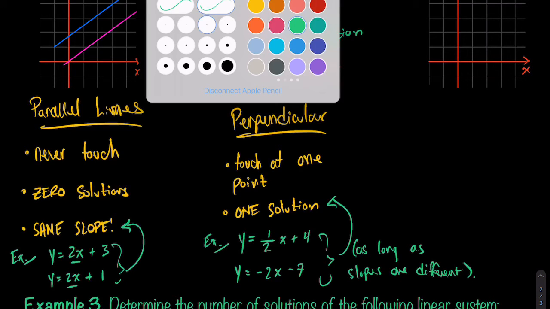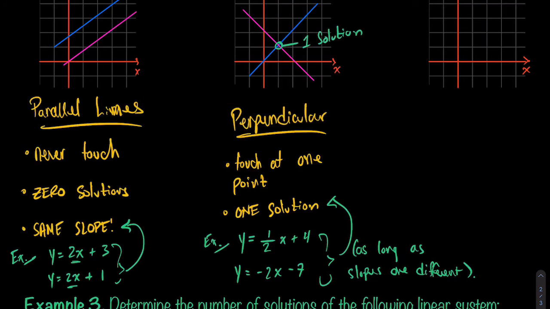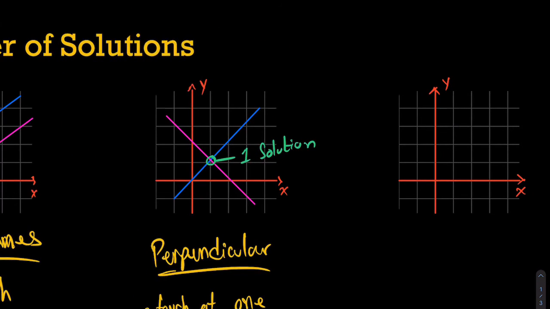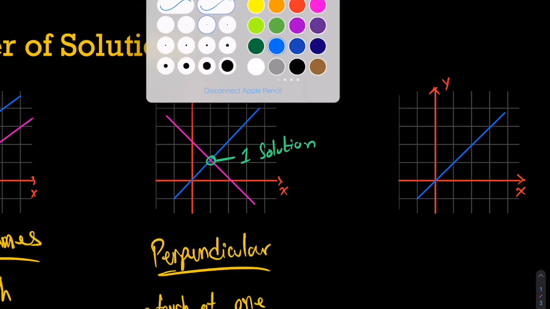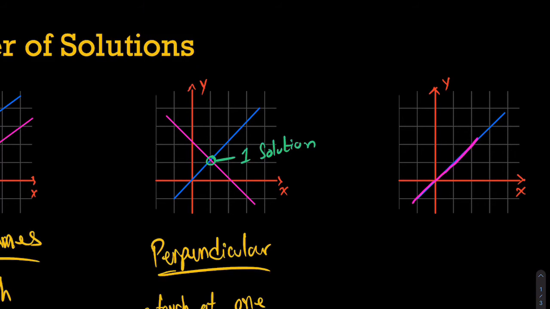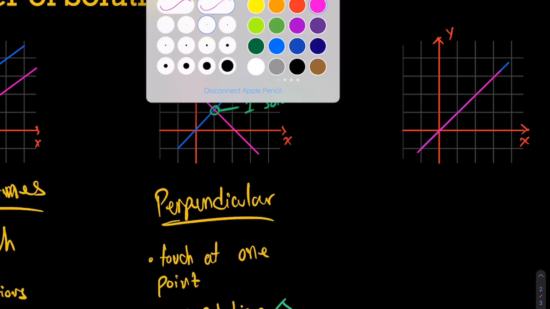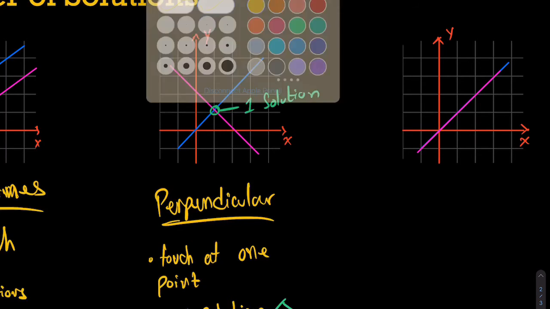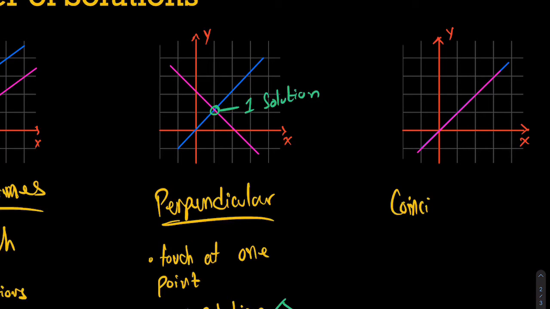We haven't really talked about this, but let's consider something like this. So what if we had a line, and then what if we had another line that went right on top of it? So basically the exact same line. How many solutions is that going to have? And what we call these lines is typically coincidental lines. Coincidental.